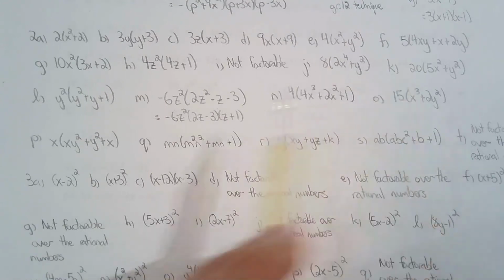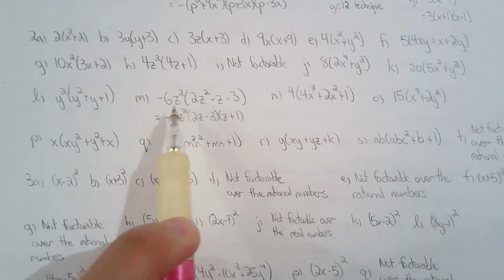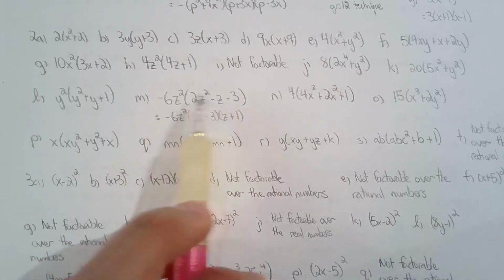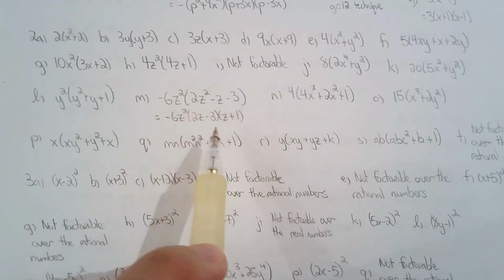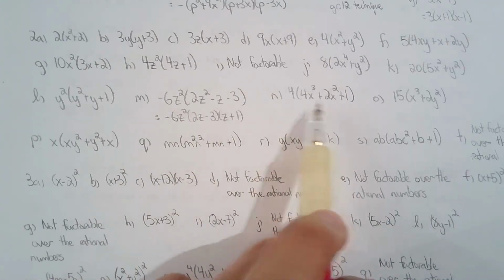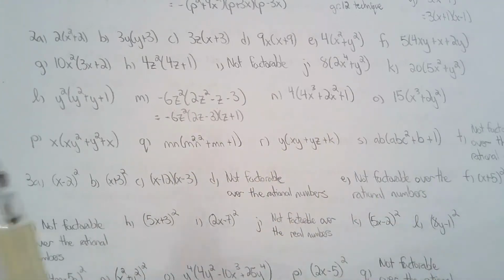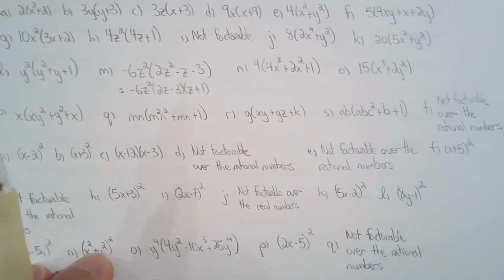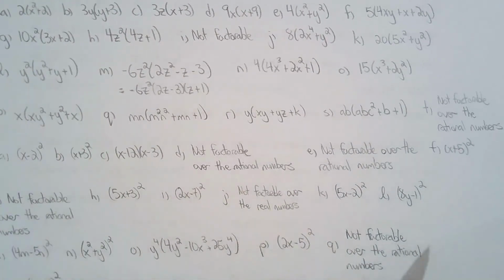So a lot of common factors here. For M, you have a common factor, and then you can further factor because you have a complex trinomial that's factorable. So this one, you can't do anything. So yeah, beautiful. Let's see what happens for T. T is not factorable.